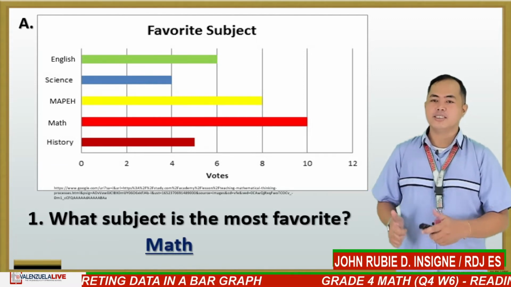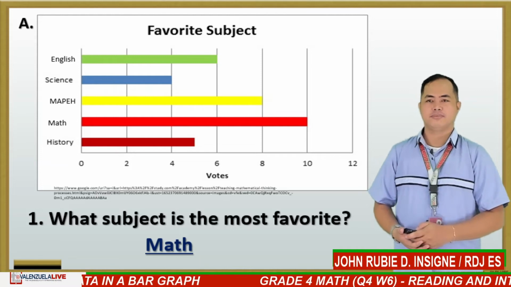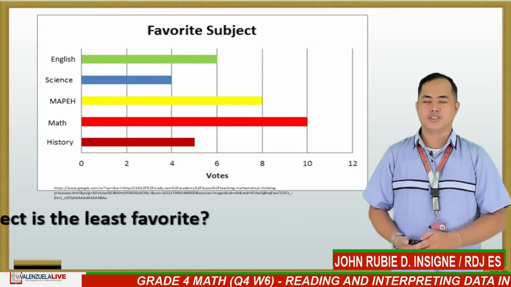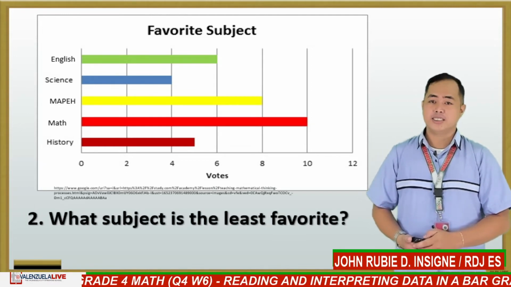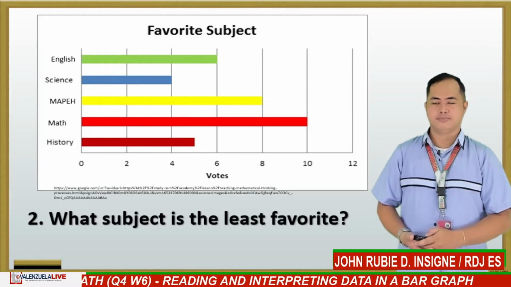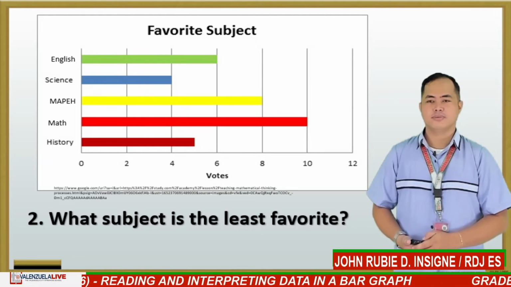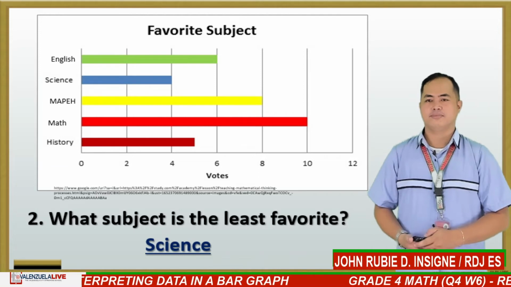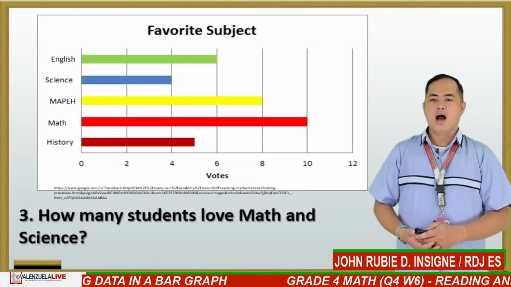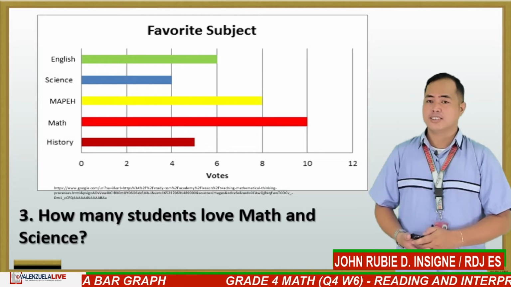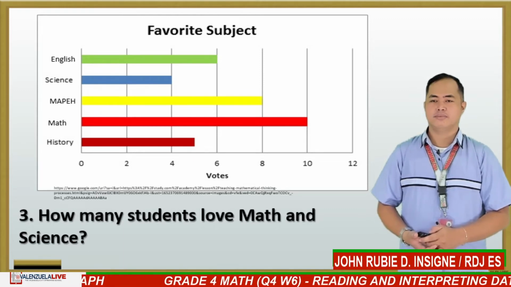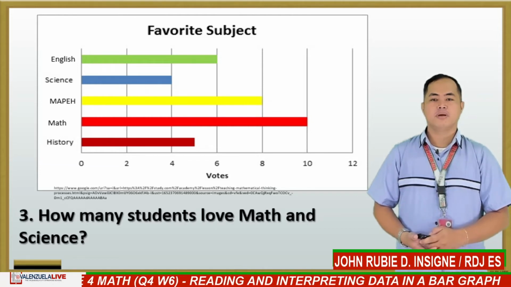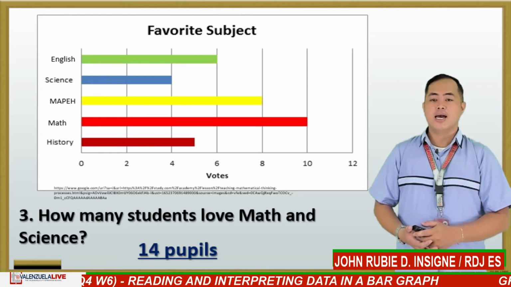The correct answer is math. Very good. Let us answer question number 2. What subject is the least favorite? If your answer is science, you are correct. How many students love math and science? If your answer is 14 pupils, keep it up.